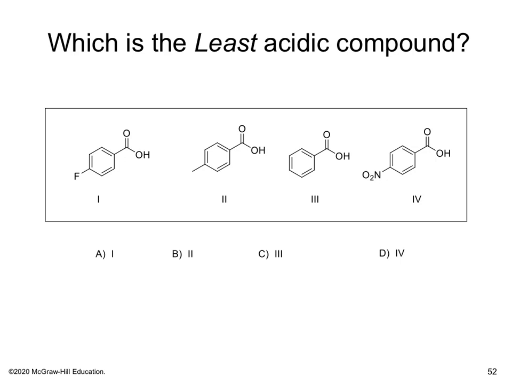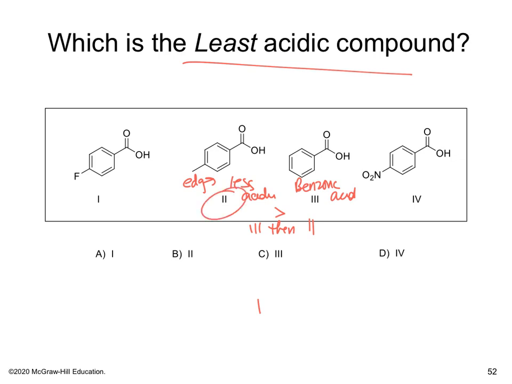Okay, so here we have benzoic acid. This is benzoic acid. And remember, this is an electron donating group, so this is going to be less acidic than benzoic acid. So benzoic acid's here, and that's going to be more acidic than number 2. The least acidic compound is going to be 2. These are going to be the most.